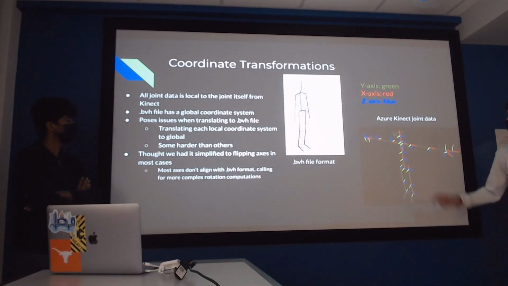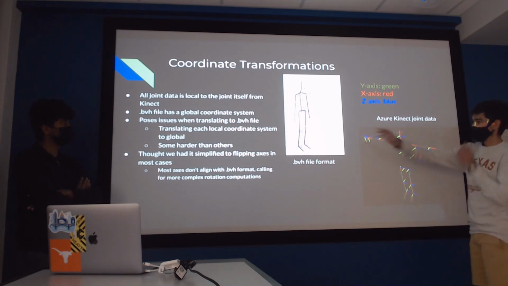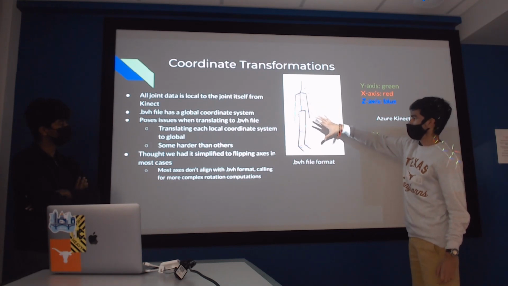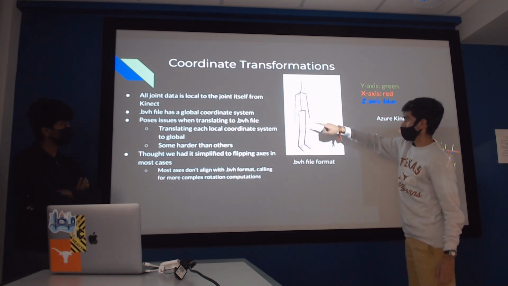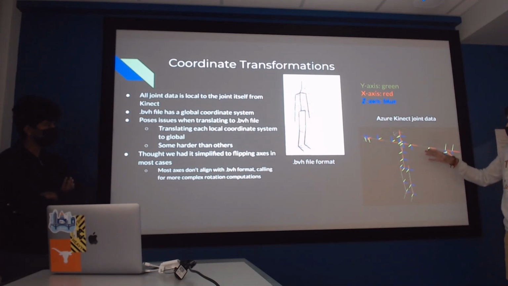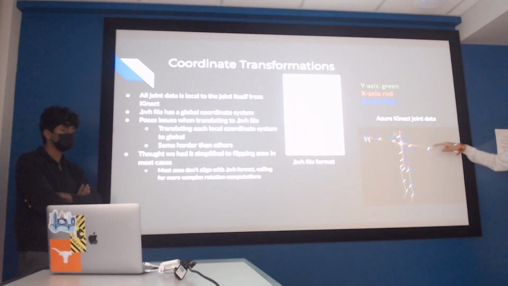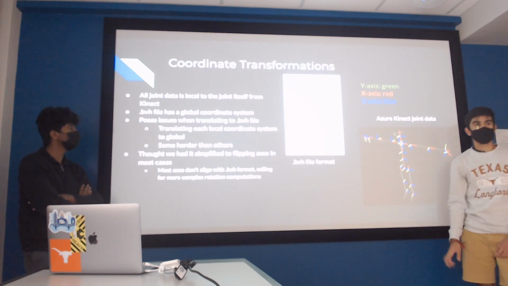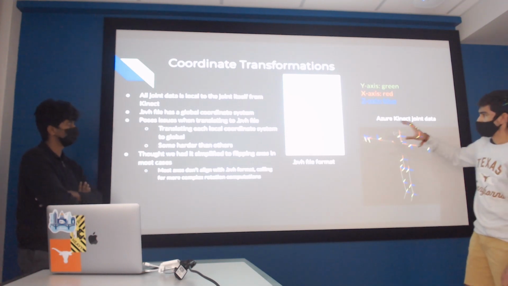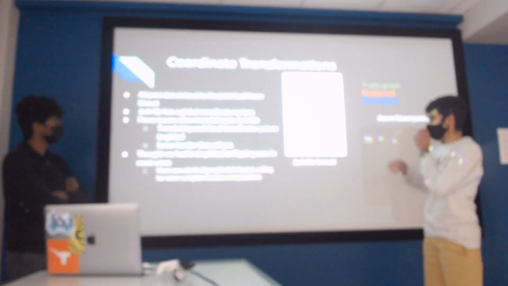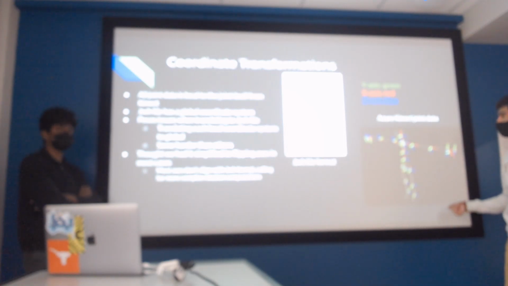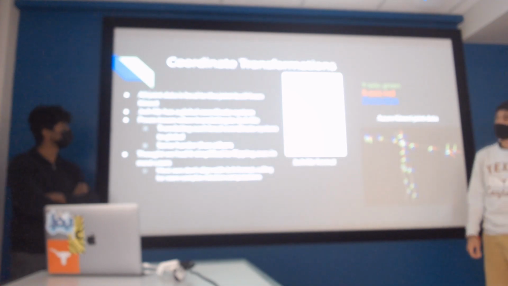So these two images: this one is for the BVH file format, and you can see that there's one global coordinate system. Every coordinate system is the exact same in each joint. But on the Azure Kinect, they're local to the joint itself, so they're moved around to support the joint. And so we had a really difficult task of translating all these local coordinate systems into a singular global coordinate system. Initially, we thought it wasn't that big of a deal. It turned out to be a pretty big deal.